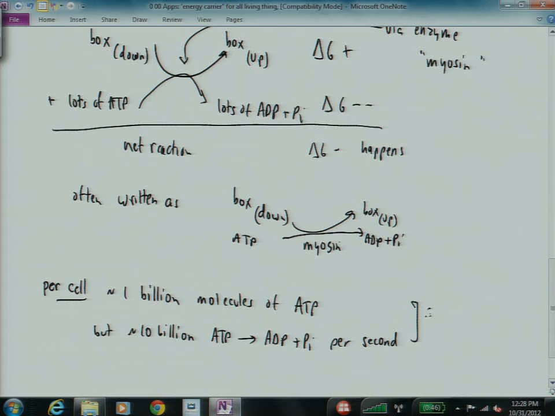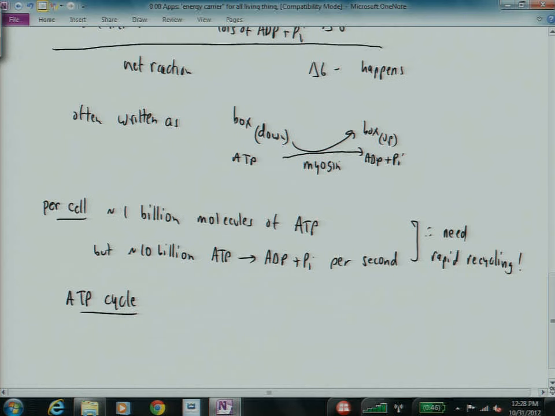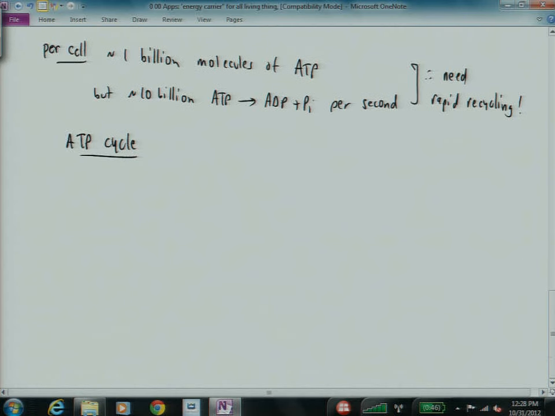All right. And so what I want to draw now is the ATP cycle. And that's the following. In the middle we've got ADP and phosphate, and that gets converted to ATP, and it also can get recycled. So it goes around and around.